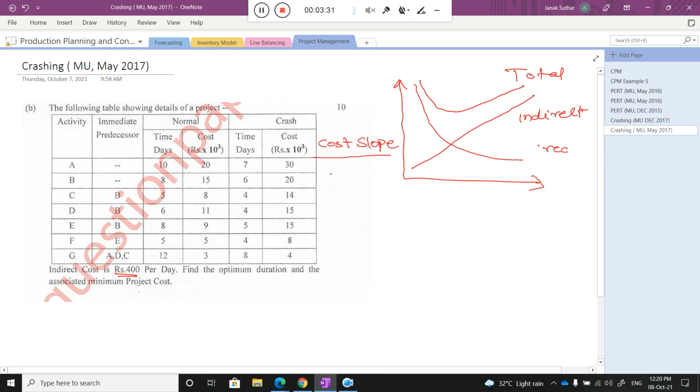How do we calculate the cost slope? You already know. It is the crashing cost minus the normal cost, divided by the normal time minus the crashing time. That is the cost slope. Can you quickly calculate the cost slope for activity A?